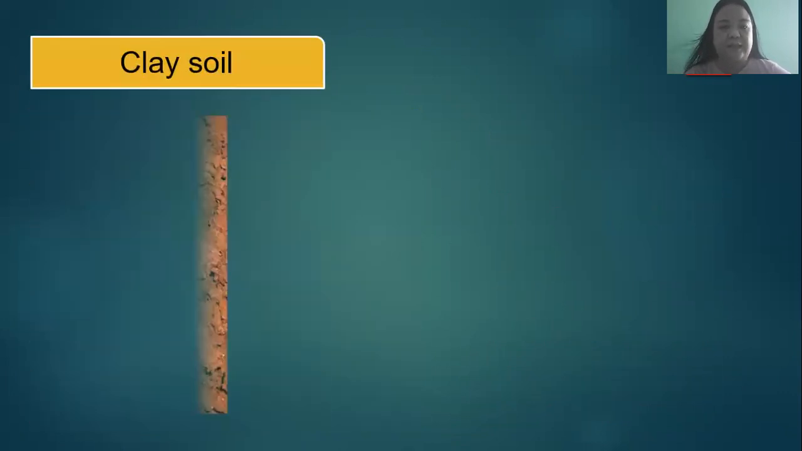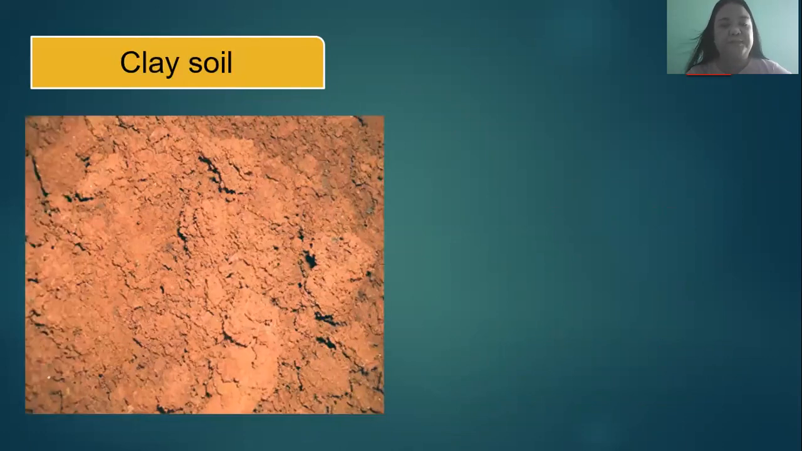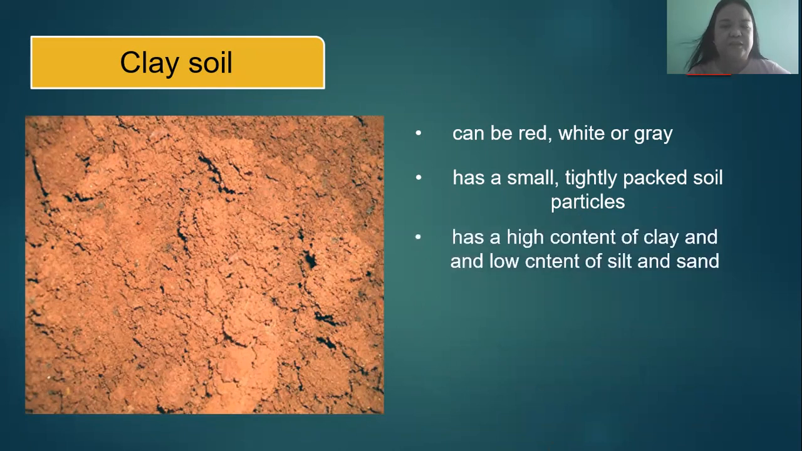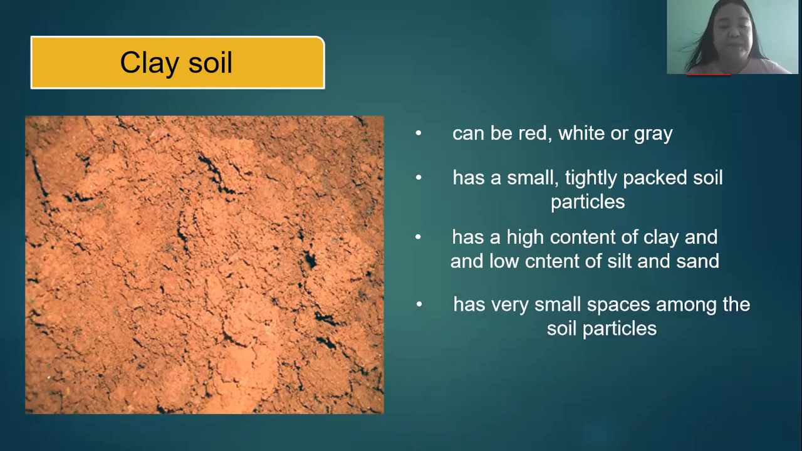And last one is the clay soil. Take a look at this picture. So this clay soil can be red, white, or gray. When we say clay soil, that is sticky. It has small, tightly packed soil particles, so it sticks together. It has a high content of clay and low content of silt and sand. So this is a wet soil. This is good for pottery. You can make bowls, jars, and more.